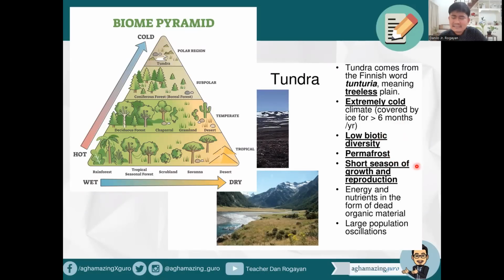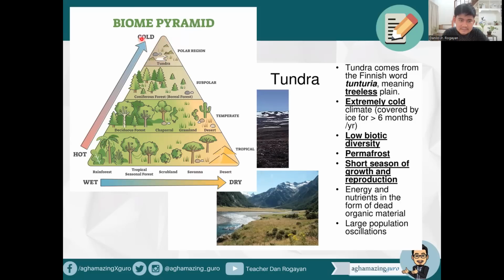Low biotic diversity dahil nga sobrang lamig, permafrost, usually mga plants dito hindi masyadong leaf. Usually either leafless or needle-like ang kanilang mga leaves, no? Or kaya mga very grassy lang, short season of growth and reproduction, and energy and nutrients in the form of dead organic matter and large population oscillations.